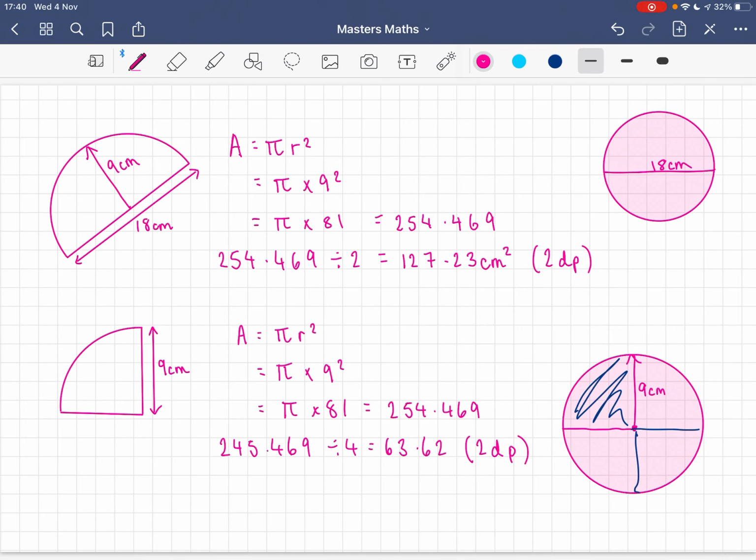And that's it. For now, that is all we're going to do on area of a circle. You know the formula, you know how to use it for a full circle, whether you've been given the radius or the diameter. You know how to use it for a semicircle, and you know how to use it for a quarter of a circle. A bit of practice and you will be able to do that with your eyes closed.